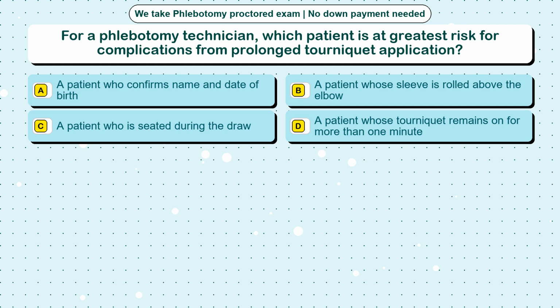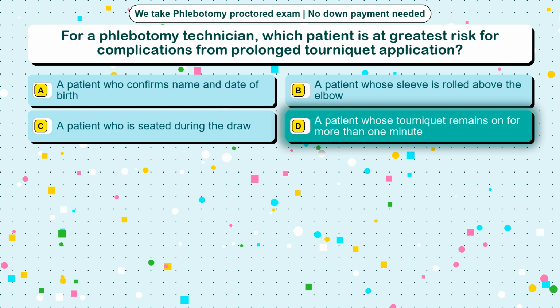Question 1. For a phlebotomy technician, which patient is at greatest risk for complications from prolonged tourniquet application? Option A. A patient who confirms name and date of birth. Option B. A patient whose sleeve is rolled above the elbow. Option C. A patient who is seated during the draw. Option D. A patient whose tourniquet remains on for more than 1 minute.